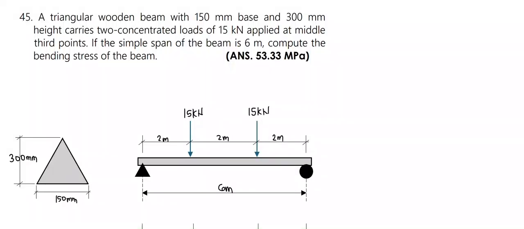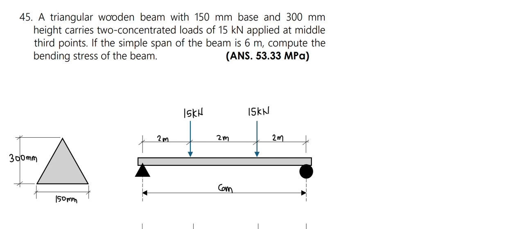For this problem, we are given a triangular wooden beam with a 150 mm base and 300 mm height, which carries two concentrated loads of 15 kN applied at middle third points. If the simple span of the beam is 6 meters, we are tasked to compute the bending stress of the beam. So here is our figure based on the description of the problem.